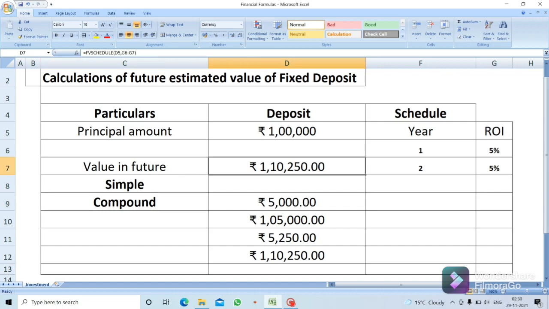And in my next video, we will discuss what happens if we deposit a certain amount of money on a monthly basis, that is a recurring deposit, and if you are expecting a certain rate of interest, then how much wealth we will be able to generate. This we will learn in the next video.